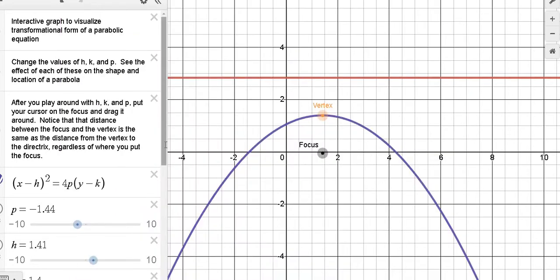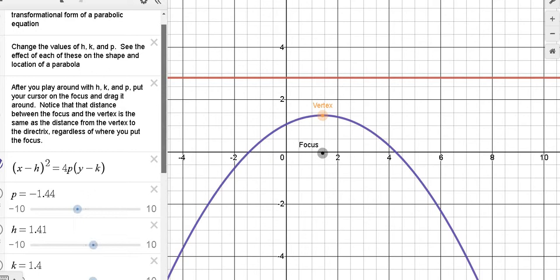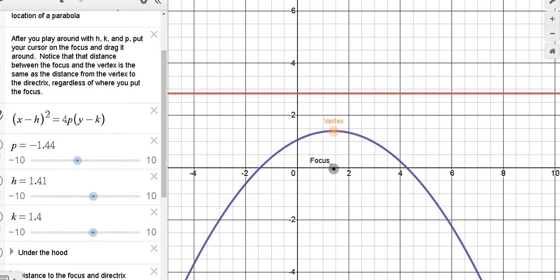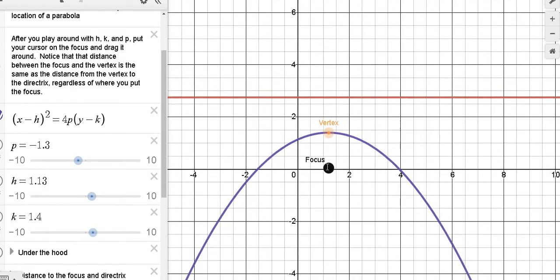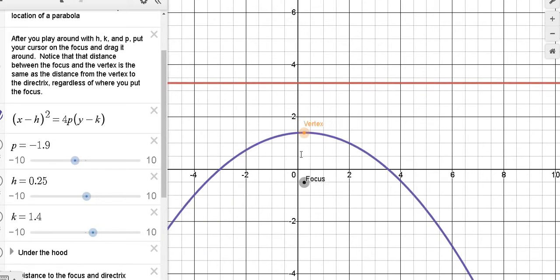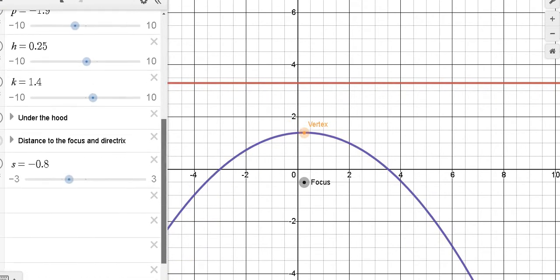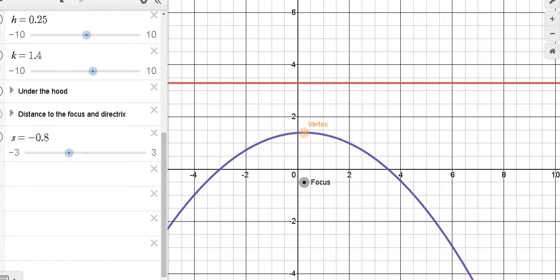Now one of the things that you could notice is that no matter where you move this around, the vertex, the distance from the vertex to the focus is the same as the vertex to the directrix. And in fact, it's more general than that. Let's click this button here, distance to the focus and directrix.